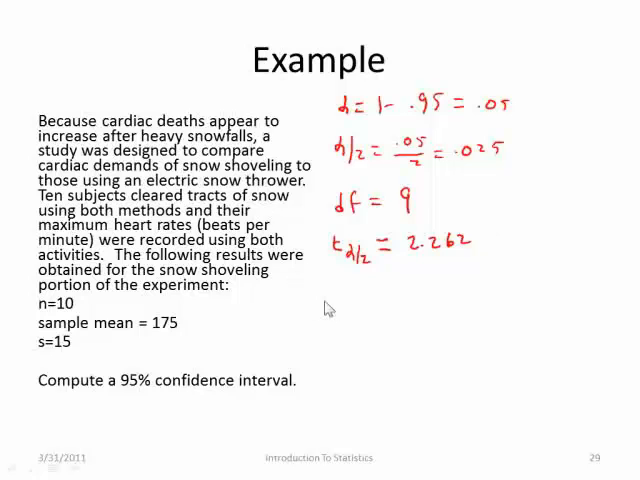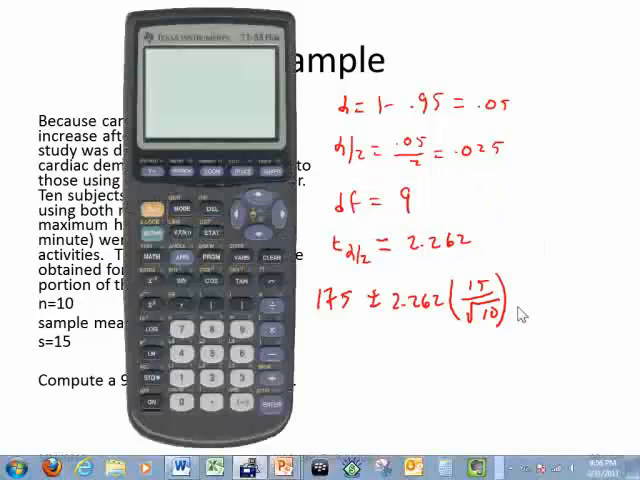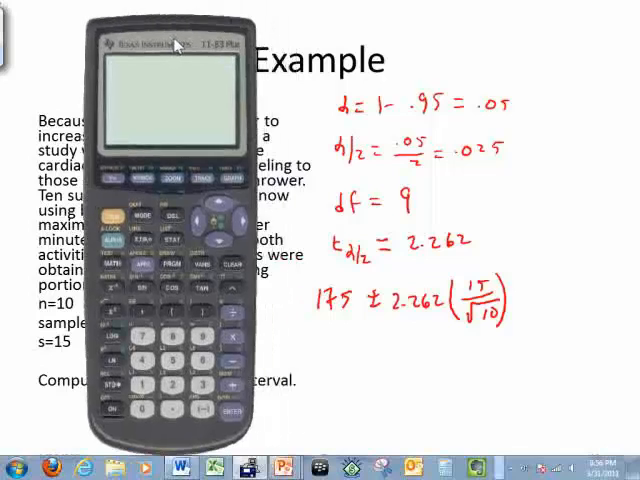All right, so now we can form our confidence interval. So we're going to have 175 plus or minus our t-score 2.262 times s, 15 over the square root of 10. The n minus 1 only comes for the degrees of freedom.